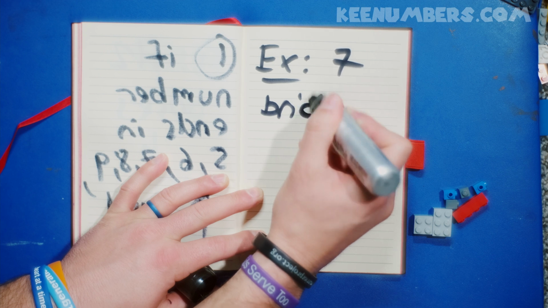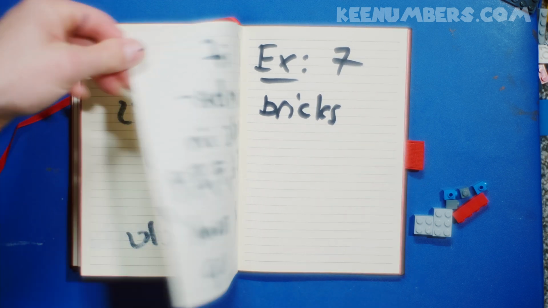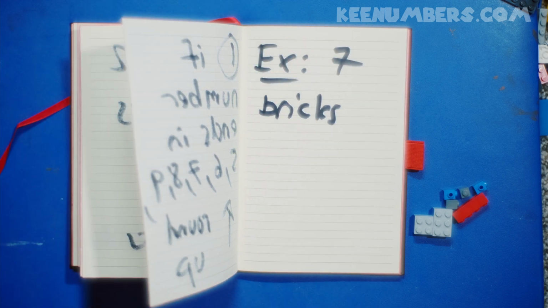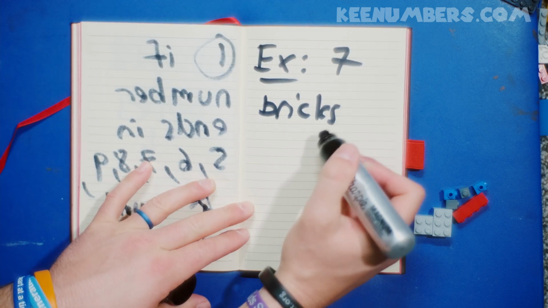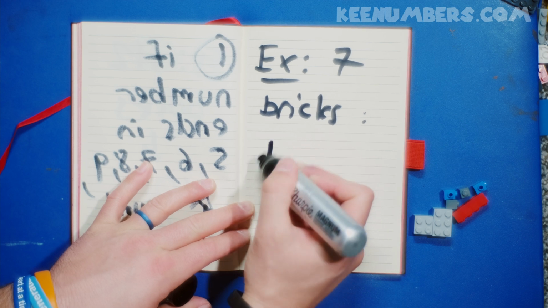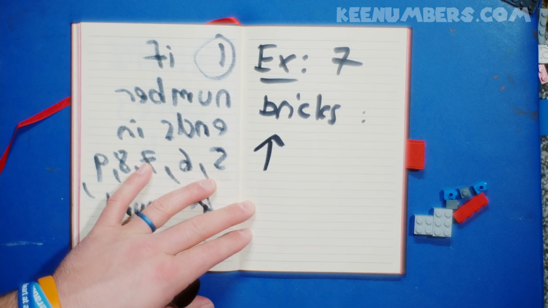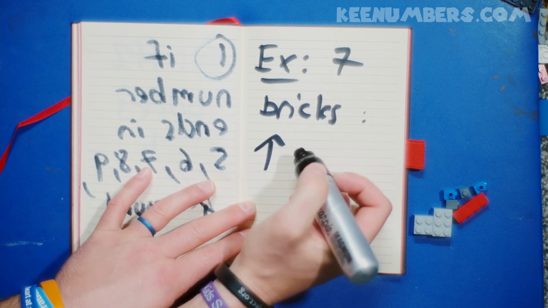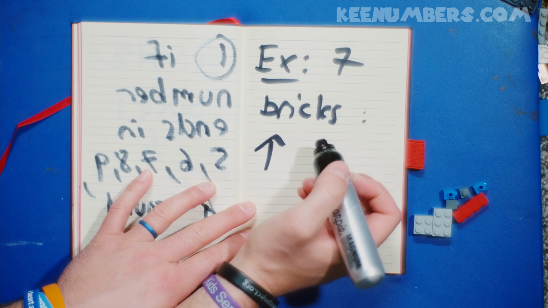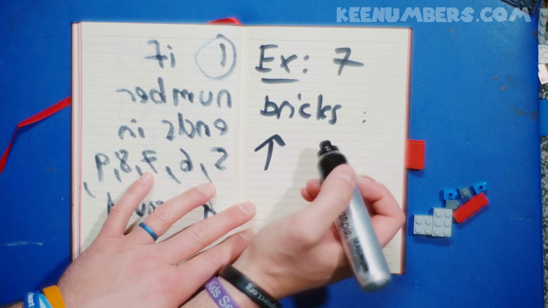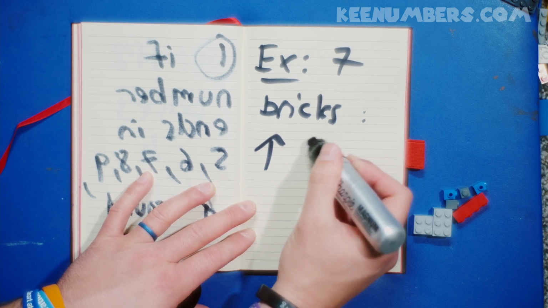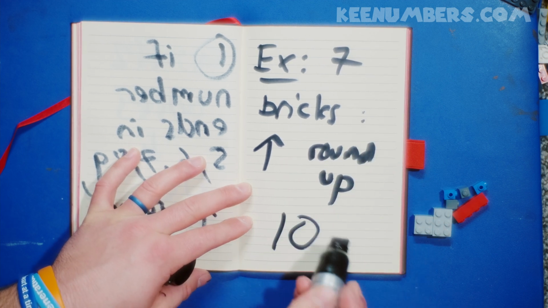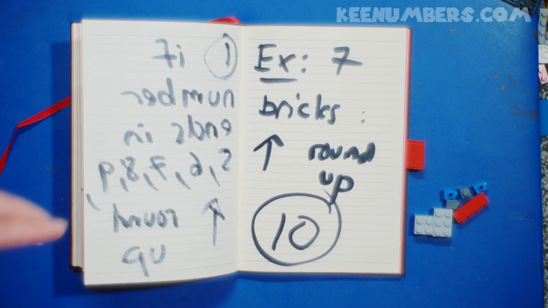7 bricks. Well, the number ends, what was the rule? 5, 6, 7, 8, or 9. Yeah, it's 7. So we round up. That means after rounding to the nearest 10, because 7 is closer to 10 than, say, 0, which would be a little too far, we just round up and say about 10. That's what we're doing here.